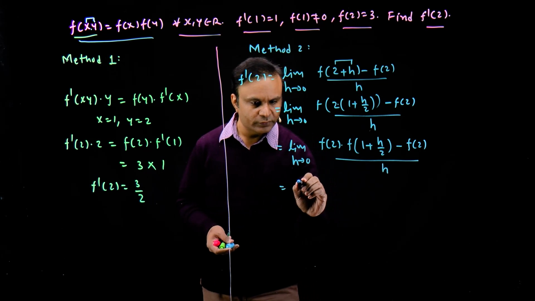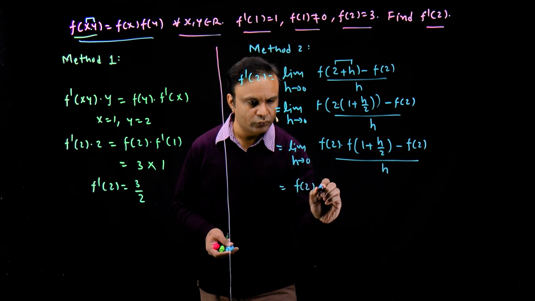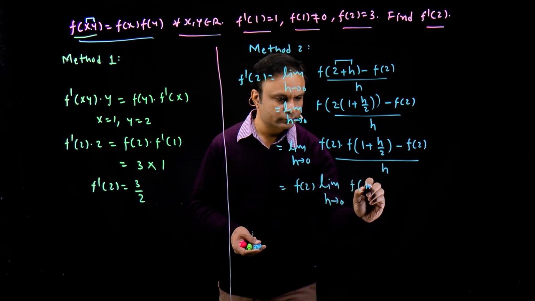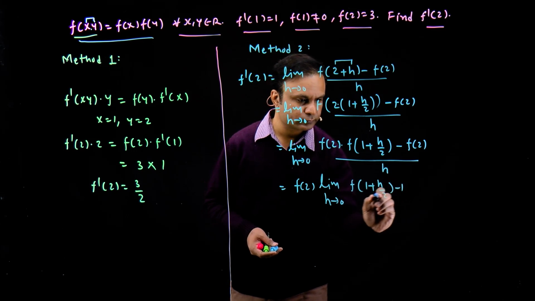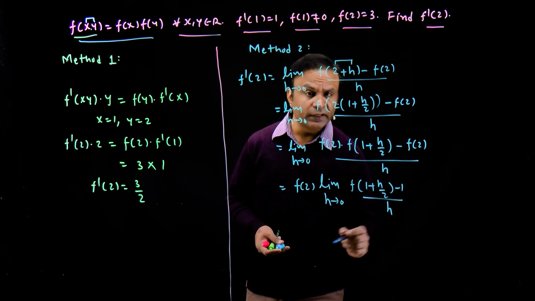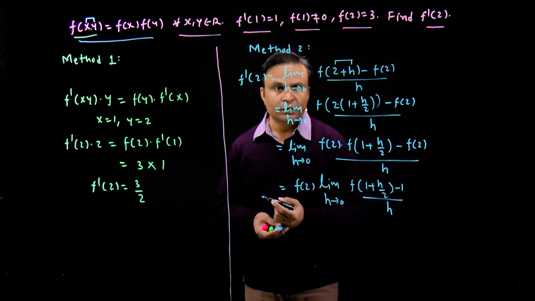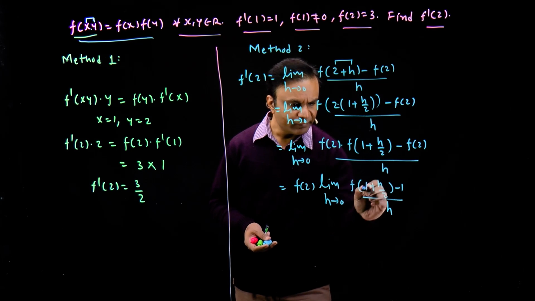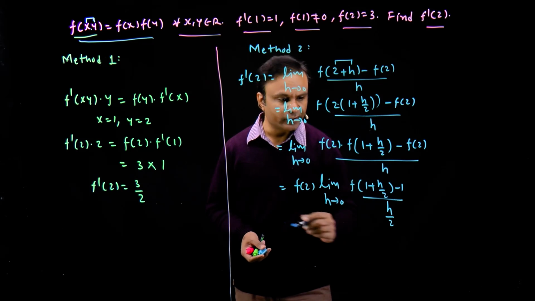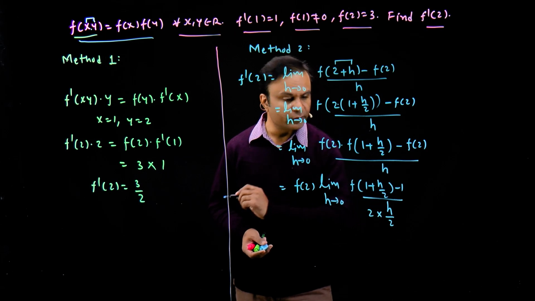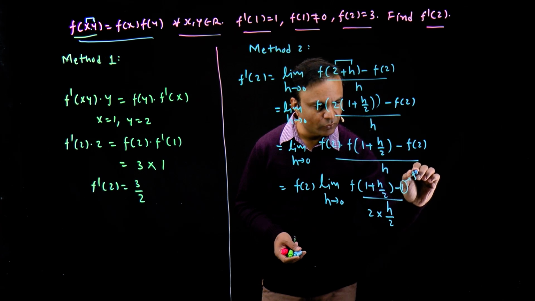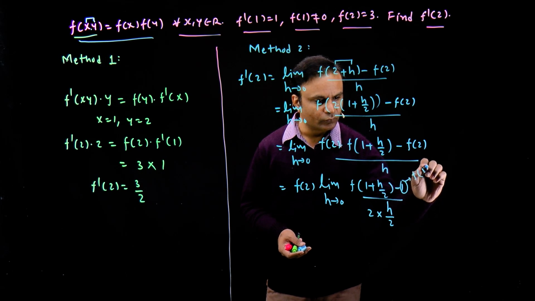Now f of 2 is common. So here we have f of 2 multiplied by this limit. f of 2 is given, which is 3. That means this must be f dash 1. For f dash 1, I have here f of 1 plus h by 2. So in the denominator also, I must have h by 2. For that, I will multiply and divide by 2 in the denominator. And certainly, this is f of 1.